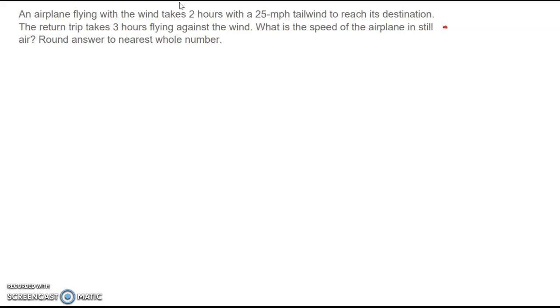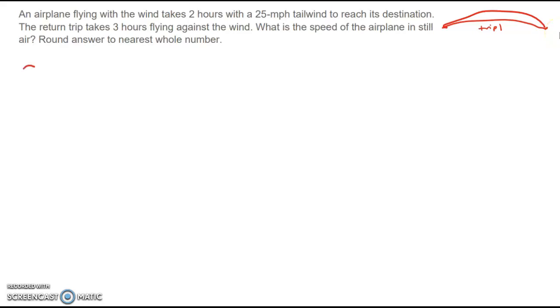So we have our starting point and our ending point, okay? So the first trip, we can call this trip 1. The plane is going here. Trip 2, the plane is just going back, okay? So notice one thing to consider here is that the distance is the same both ways.